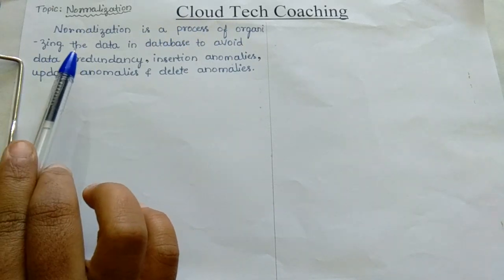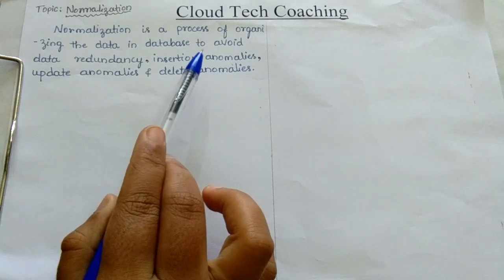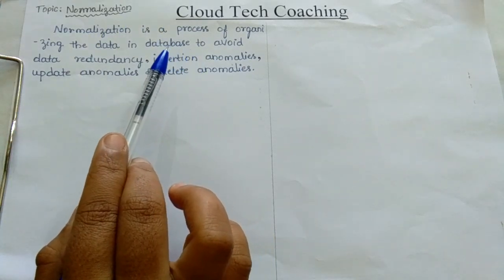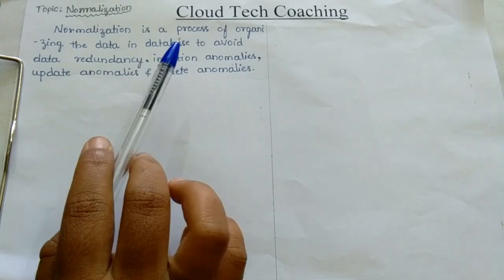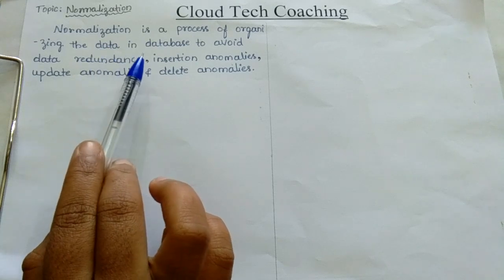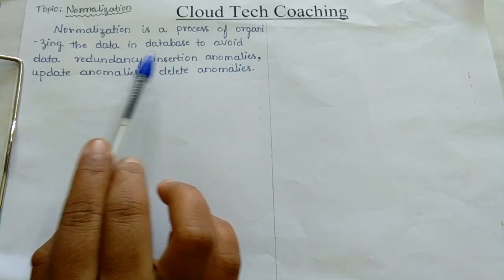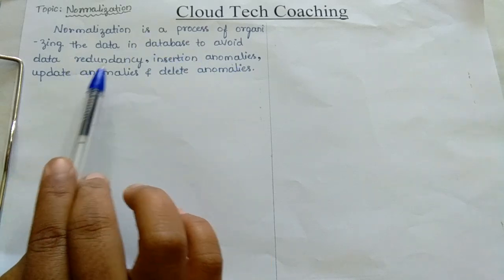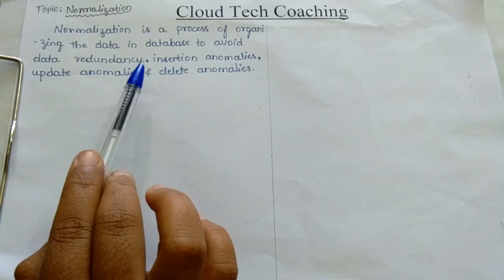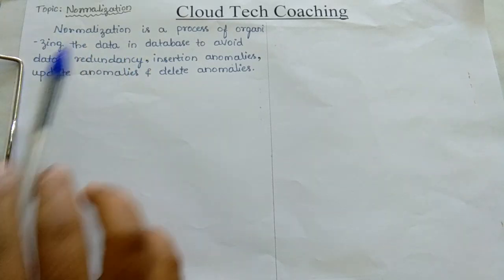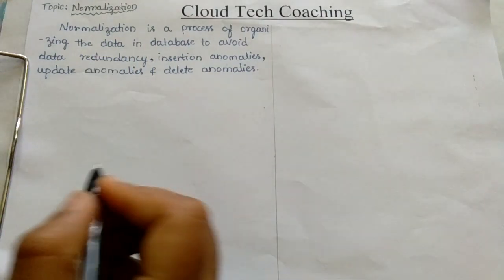Data redundancy means repetition of data, and insertion anomalies. Anomaly is nothing but something that deviates from what is standard. So you have some protocol while arranging or organizing the data, right? If that is not followed, that comes under insertion anomalies or update anomalies or delete anomalies. So to overcome all these anomalies, we use the normalization concept.